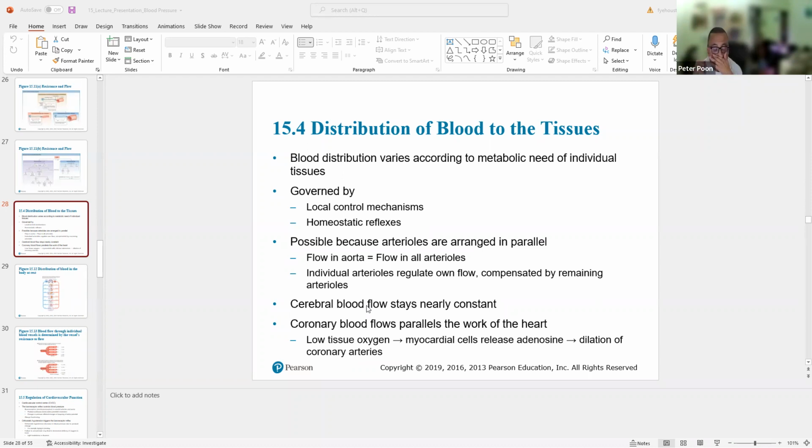So the cerebral blood flow stays nearly constant, but even in the brain, through MRIs, you can see blood flow changes when you start thinking, doing things like logic, reasoning, and processing, trying to understand language. You see more blood flow through those regions of the brain.